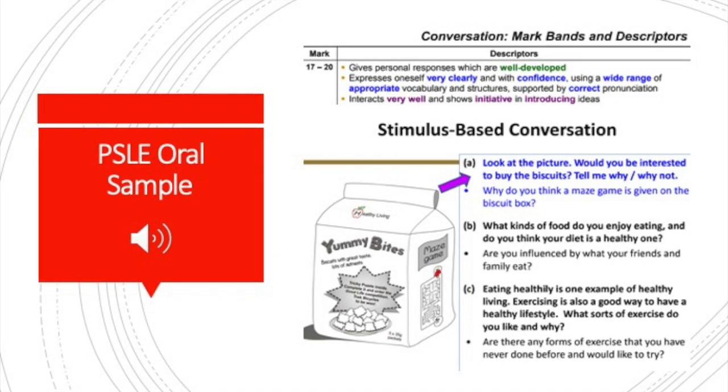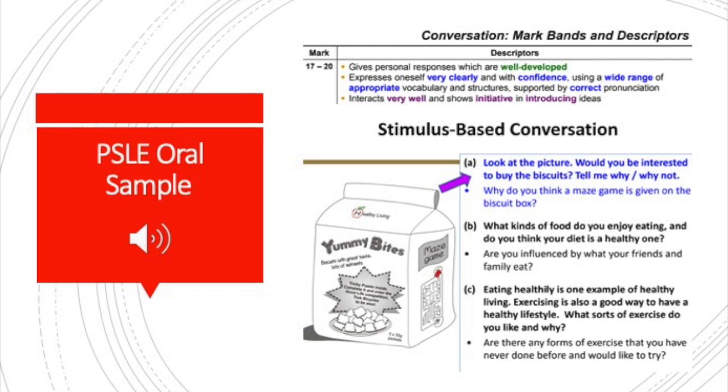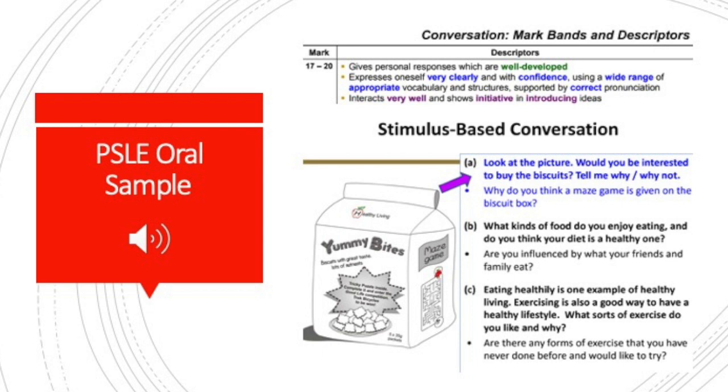Why do you think a maze game is given on the biscuit box? Well, as I mentioned earlier, I believe that the maze game is put there to enthuse and to interest people who are interested in puzzles and games, like myself. I think the fact that it is on the outside also makes it very clear that they are trying to attract people who are interested in these games, as opposed to the tricky puzzle which is found on the inside of the box.